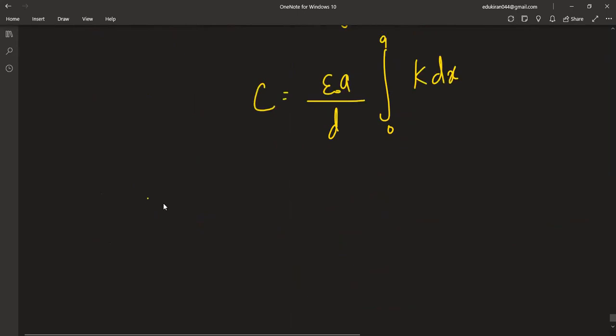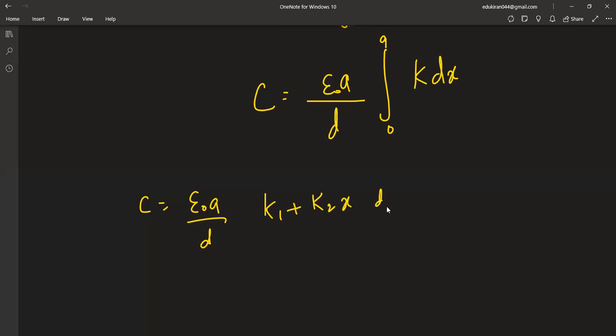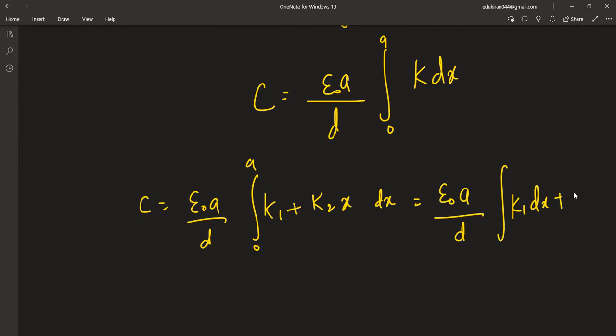Now let's put the values of epsilon naught A by D. Let's put the values. This is K1 plus K2x dx from 0 to A. All right, we have just substituted the value of K. Now what you can do, we can separate this. Epsilon naught A by D, integral K1 dx plus K2x dx from 0 to A. This is also integral from 0 to A.